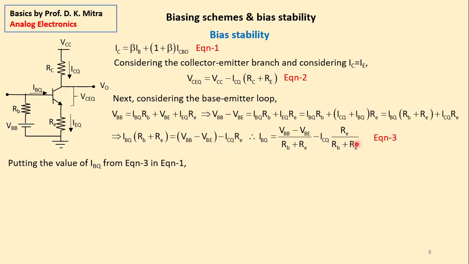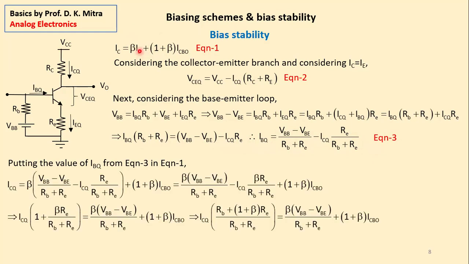Now we put the value of IBQ from this equation in equation 1. If we put the value here, what do we get? ICQ is equal to beta IB, beta into this whole IB, plus (1 plus beta) ICBO. Then we multiply: this is beta multiplied by this factor, minus ICQ beta RE divided by (RB plus RE), plus (1 plus beta) ICBO.